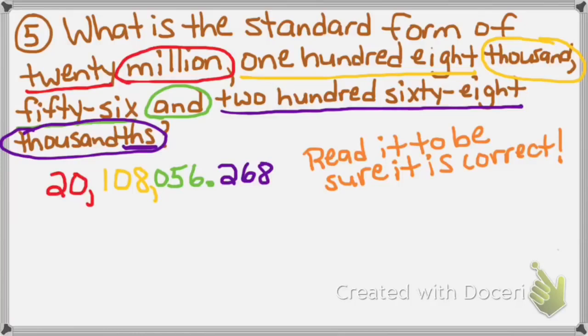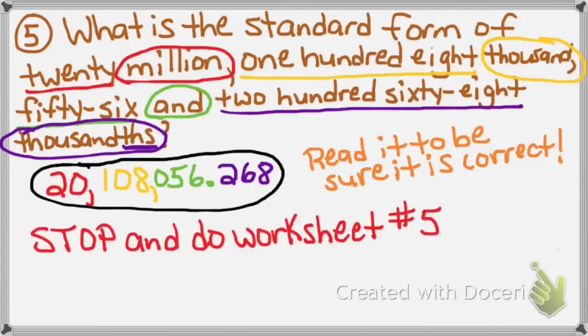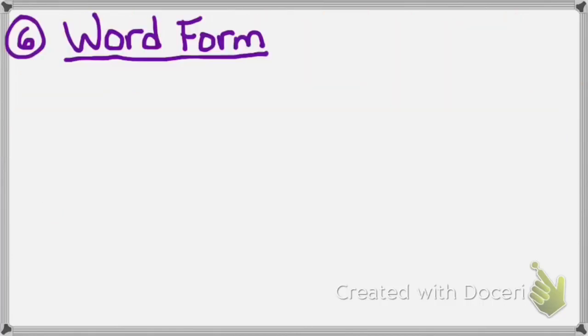So I look at my standard form number, and it's going to read 20 million, yes, 108,000, yes, 56 and, yes, 268 thousandths. Perfect. So that is the standard form for this number. Please stop the video and complete worksheet number 5. Remember, look carefully. You may need to add some place value zeros if you do not have 3 digits in a column. Go back to this example to help you with that, especially the green numbers.